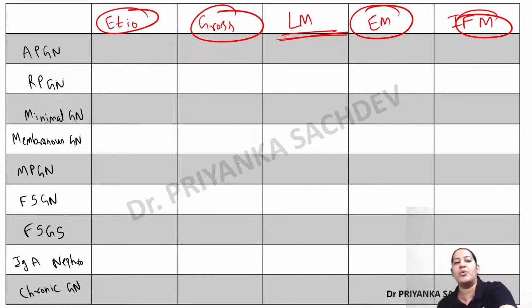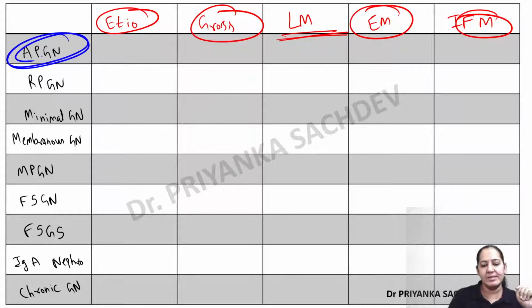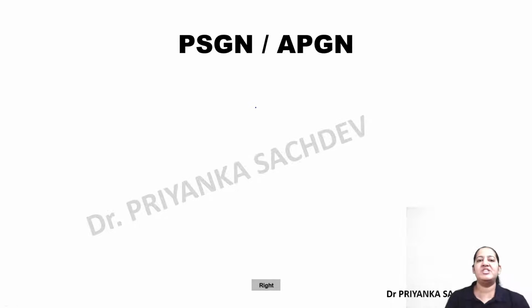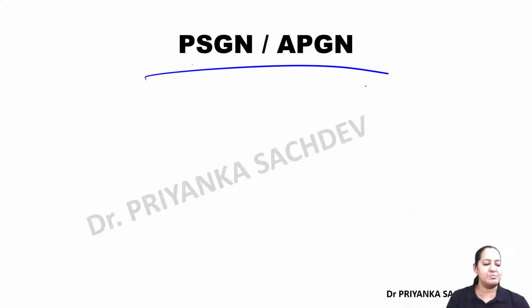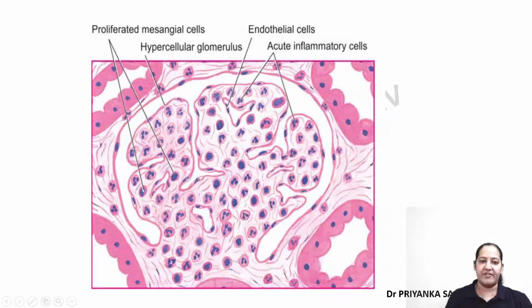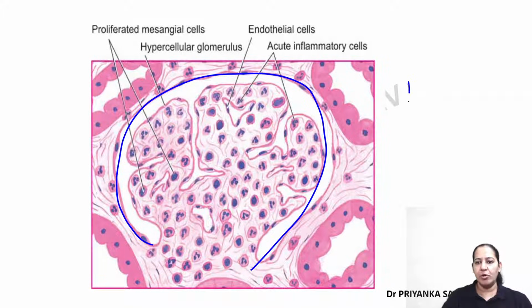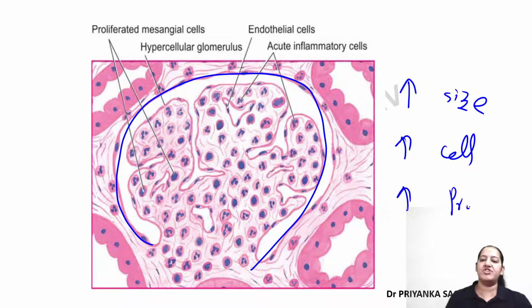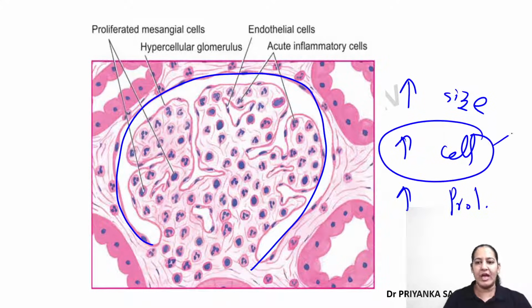The first diagram I am showing right now is APGN. So what is the summary of APGN? This is the diagram. APGN is also known as PSGN, post-streptococcal glomerulonephritis, or acute proliferative glomerulonephritis. In this diagram, this is the glomerulus. I can find 3 findings. The glomerulus is enlarged in size. The glomerulus is increased in cellularity, hypercellularity, and increased proliferation, hyperproliferation. The cells are both acute and chronic.